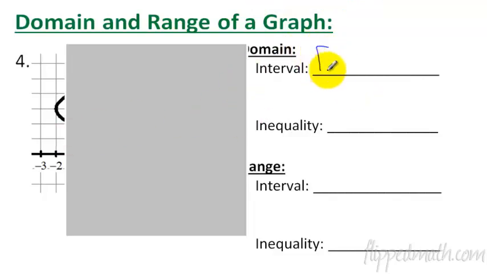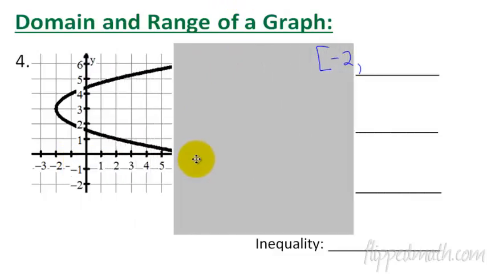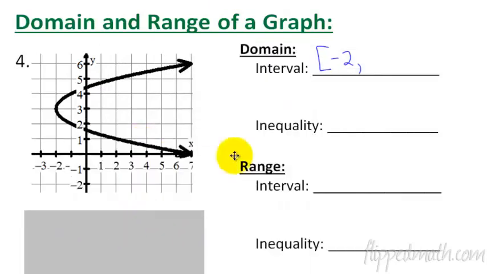So we're going to say bracket -2, comma, and how far does it go? It keeps going to the right, it keeps going. So we're only looking at x values, and the x values keep going forever and ever off to the right.